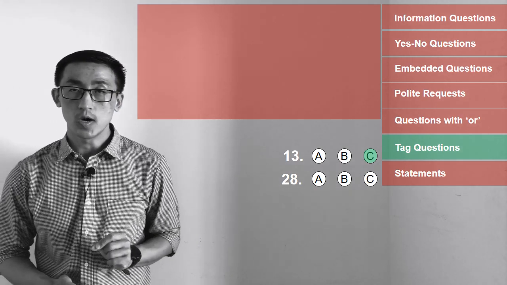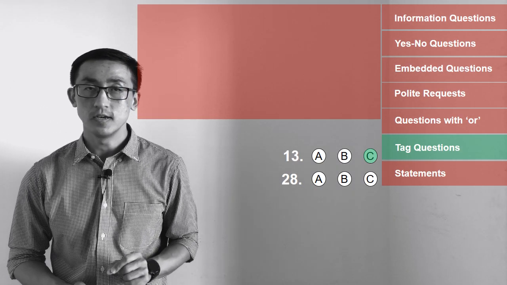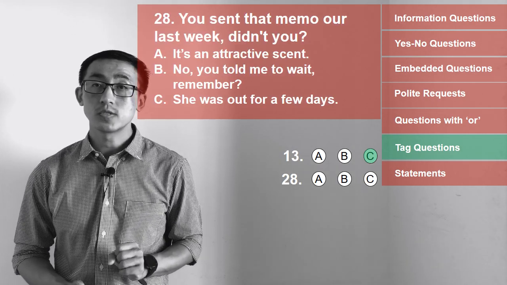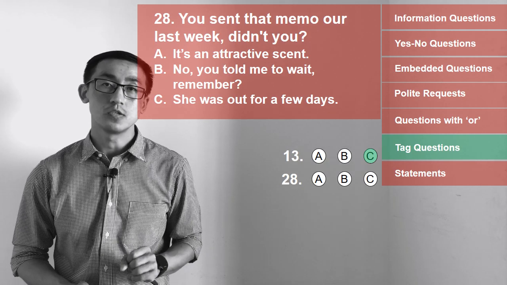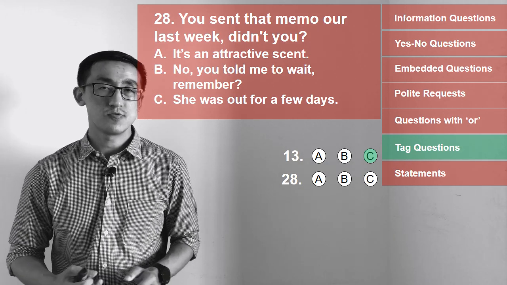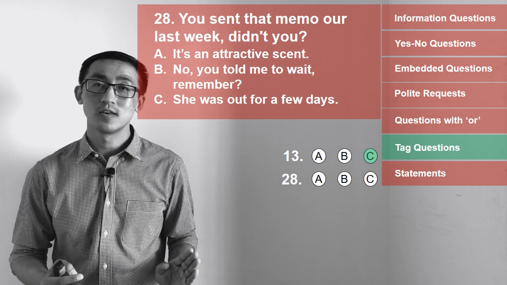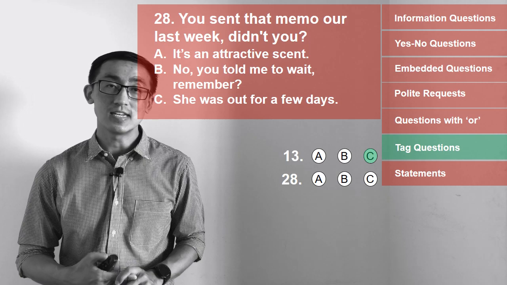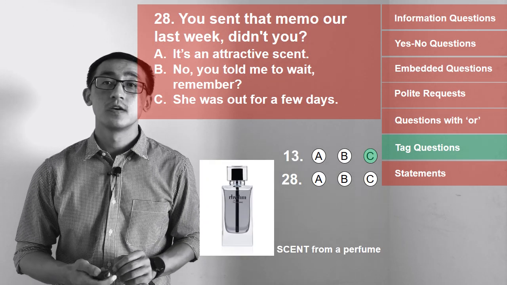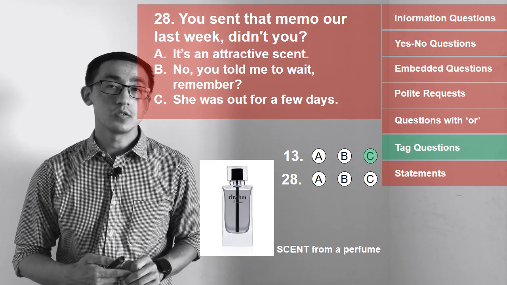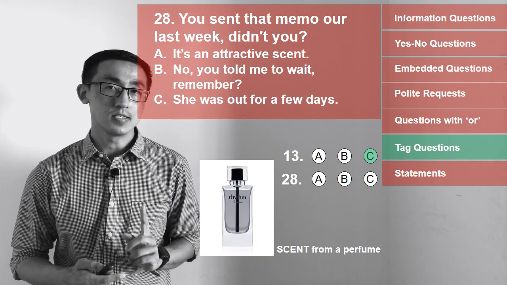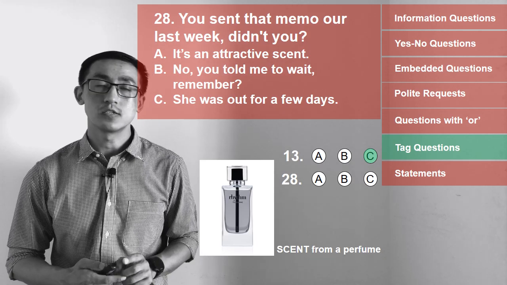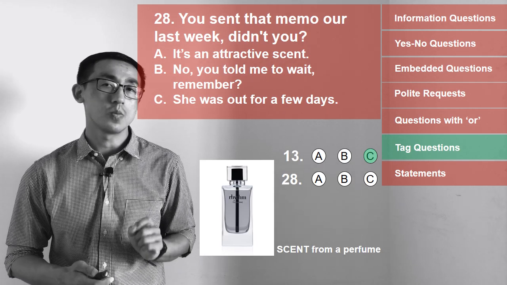So based on this one, which one do you think is the correct answer? You can have a look at the responses on the screen. So you sent the memo out last week, didn't you? So the responses are, it's an attractive scent. It had nothing to do with the memo, but you can see the word scent and sent have a similar sound. No, you told me to wait, remember? Okay, this one is directly related to the question. And then C, she was out for a few days. So based on this one, the correct answer should be B.